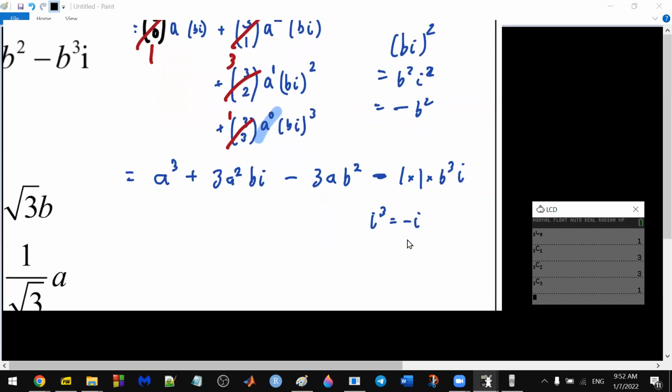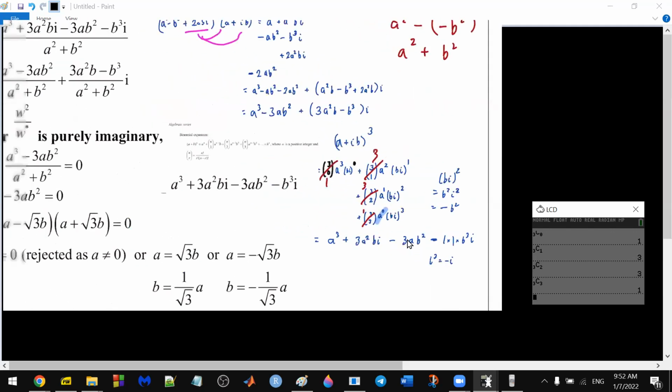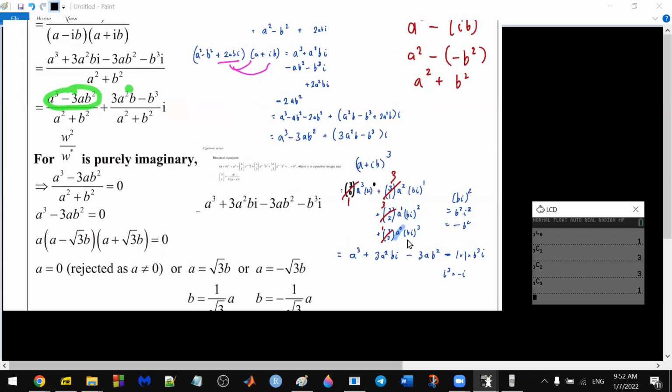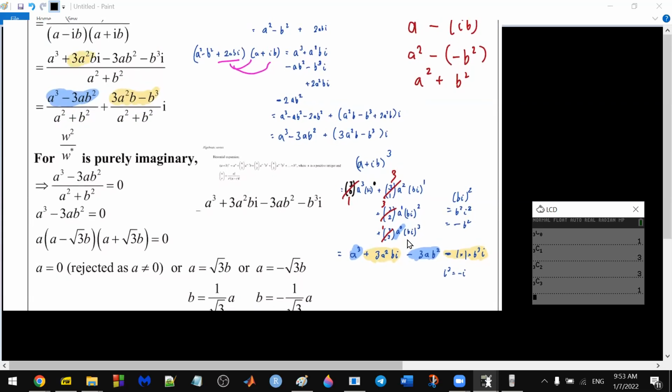Then after that, you just combine the like terms, which is exactly what you get as the answer over here. This is the real part, and then there's the imaginary part. Maybe I'll highlight it so it's clearer. a cube is the real part, minus 3ab square is the real part as well. So it's over here, in blue, and the imaginary part is 3a square b i, and minus b cube i, so 3a square b minus b cube, times i. Then don't forget the denominator. You have to write it on both fractions. Is that clear? Yeah. Okay, good.